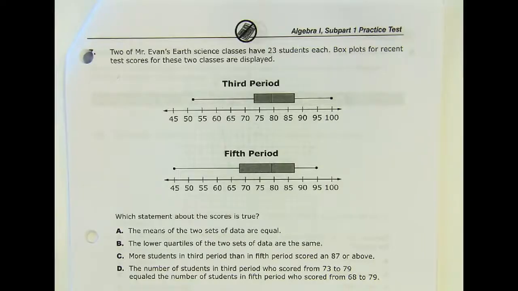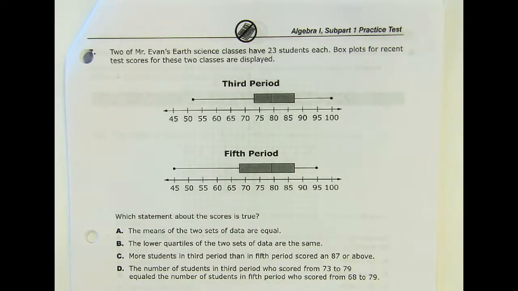This is question 7 from the Algebra 1 Subpart 1 practice test without using a calculator. It states 2 of Mr. Evans' Earth Science classes have 23 students each. Box plots for recent test scores for these 2 classes are displayed. You are looking for a statement that is true about both of these box plots.